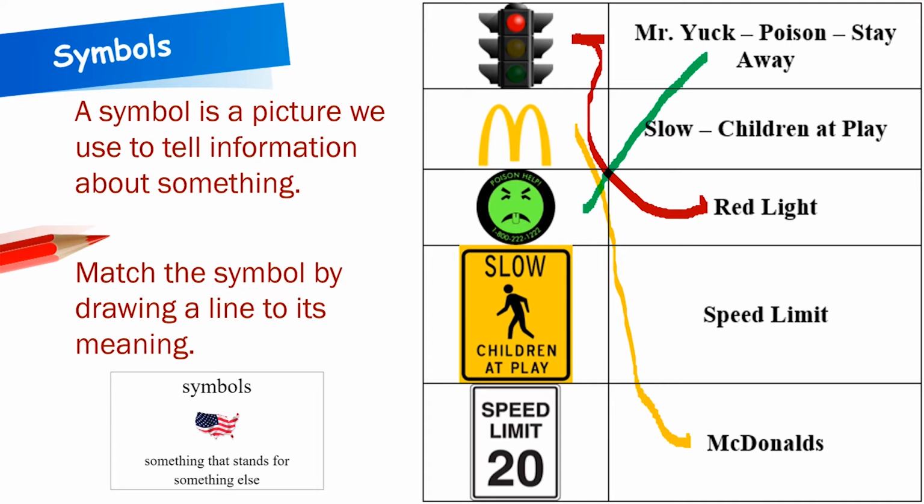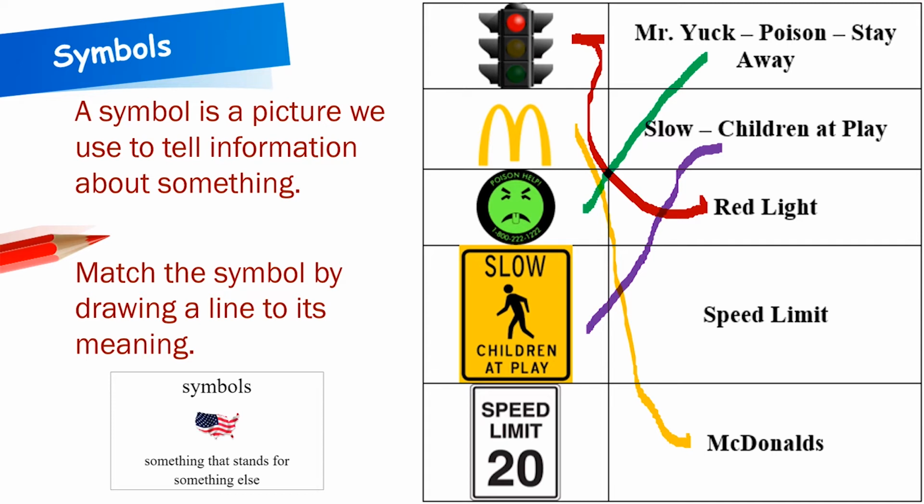The fourth symbol is one that you may have seen right outside your school. It says slow children at play. If you ever see this symbol, you need to be careful. Children are probably outside playing. It helps warn drivers to just be careful. Let's draw a line from slow children at play all the way up to the word slow children at play.